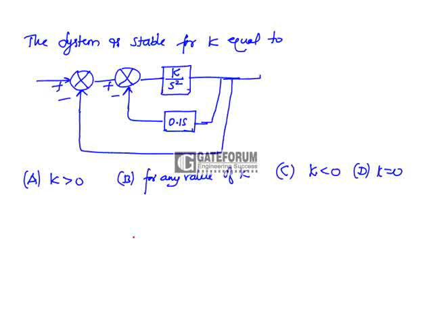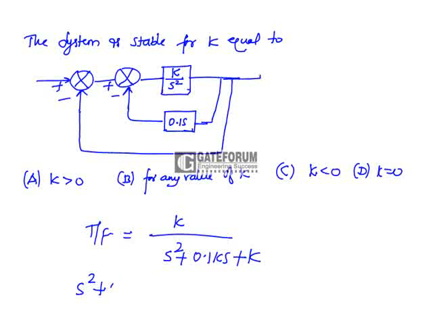Now what is the total block transfer function? If you reduce this one, we will get it as k by s square plus 0.1 ks plus k. This is the overall transfer function of this block diagram. Now what is the characteristic equation here? s square plus 0.1 times ks plus k equal to 0. So this is the closed loop transfer function.